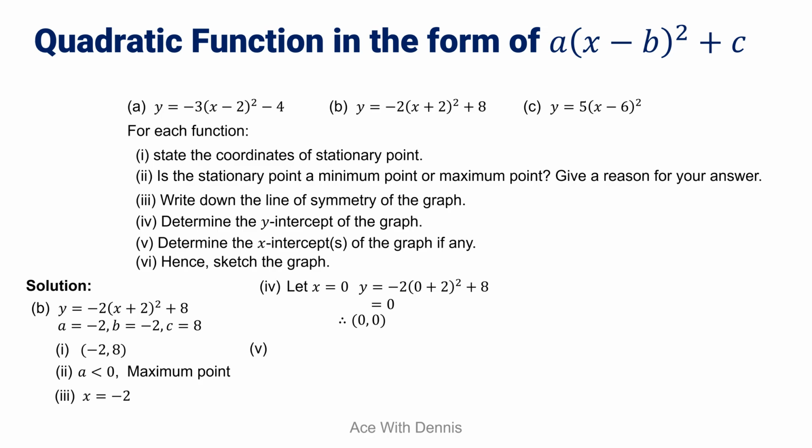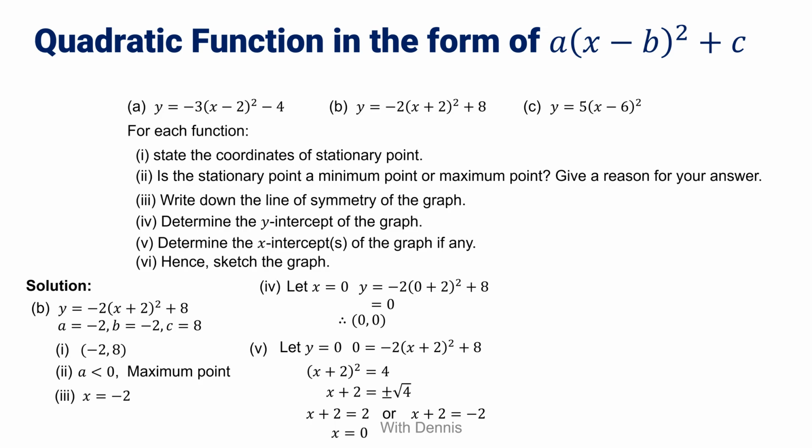Number 5. To determine the x-intercepts, we let y be 0. Hence, the equation becomes 0 equals -2(x + 2)² + 8. Hence, (x + 2)² equals 4, or x + 2 equals plus or minus the square root of 4. Then we solve it separately. x + 2 equals 2, or x + 2 equals -2. x equals 0, or x equals -4. So from here we can see that one of the roots is the same point as the y-intercept.